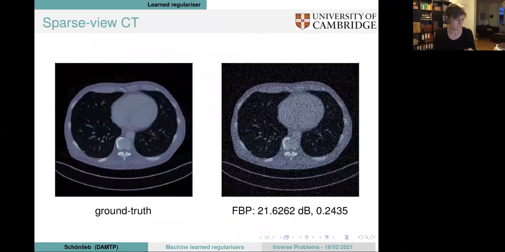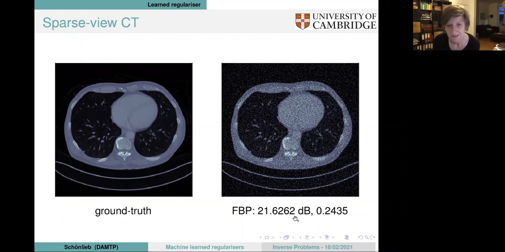Okay, so let's see how this works. This is now just one example, yeah? This is Sparse-view CT, the first example where you have a sparse number of angles. This is the ground truth I'm always showing here on the left, and then on the right, I show you the reconstruction, okay? And what you see here on the bottom is the PSNR of the reconstruction, and the so-called structural similarity index measure, SSIM.